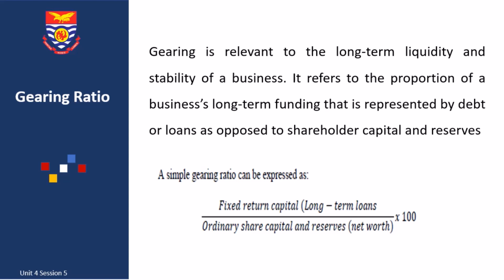A simple gearing ratio can be expressed as your fixed return capital over ordinary share capital and reserves times 100, or simply put, your debt over your equity. You divide your debt by your equity to get your gearing ratio. The formula is the fixed return capital or your long-term loans. It's not fixed return capital times long-term loans. It's your fixed return capital or long-term loans all over ordinary share capital and reserves times 100.